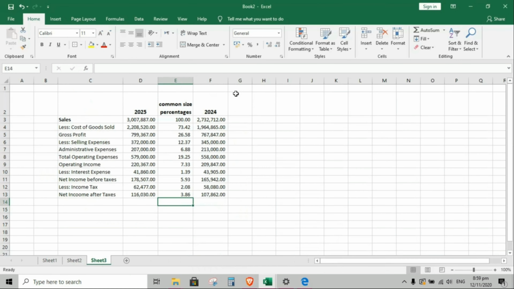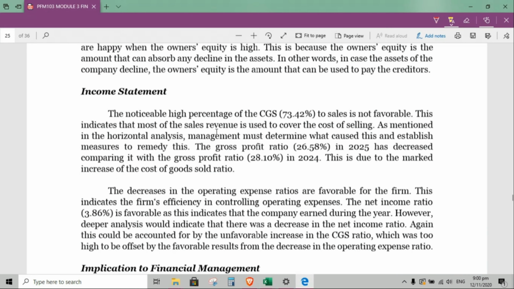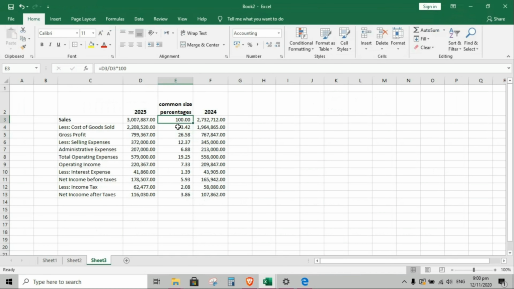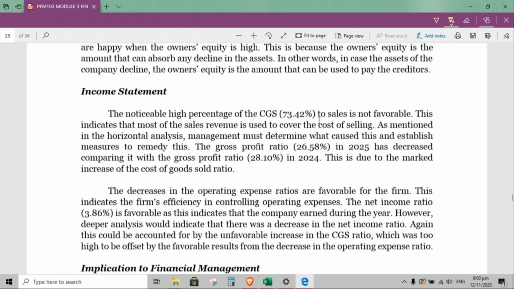Sa ating income statement, mataas yung kanyang cost of goods. Nasa 73.42%. Ang natira na lang sa ating gross profit is 26.58% na lang. So, what does it imply? Ibig sabihin, yung benta mo, halos lahat napunta lang doon sa pinagkumpra mo para sa raw materials ng iyong binibenta. Okay, so it is not favorable.